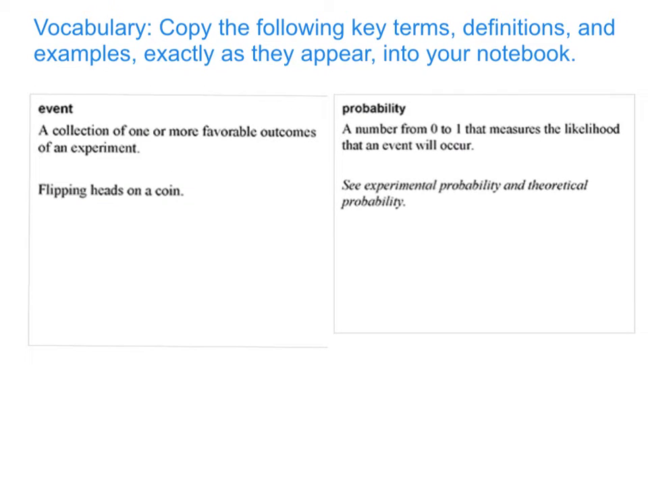Here's some more key terms, definitions, and examples for you to copy into your notebook. An event is a collection of one or more favorable outcomes of an experiment. Probability is a number from 0 to 1 that measures the likelihood that an event will occur.